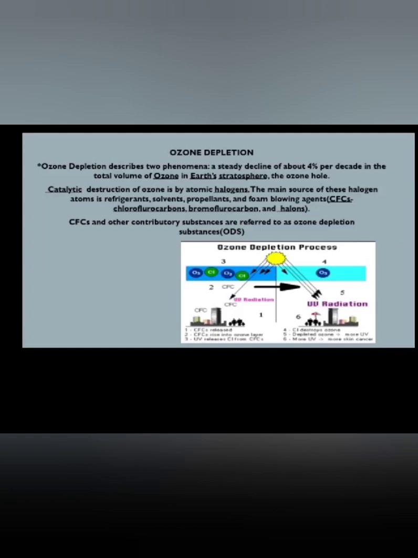Ozone depletion describes two phenomena: a steady decline of about 4% per decade in the total volume of ozone in Earth's stratosphere, and the ozone hole. Catalytic destruction of ozone is by atomic halogens. The major sources of these halogen atoms are refrigerants, solvents, repellents, and foam-blowing agents, or chlorofluorocarbons, bromofluorocarbons, and halogens. Chlorofluorocarbons and other contributory substances are referred to as ozone depleting substances.